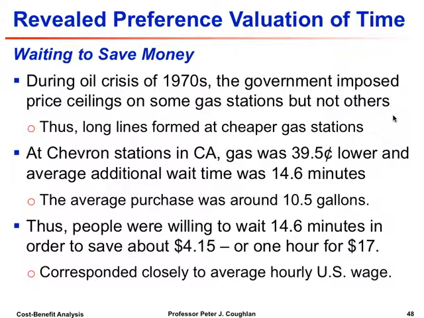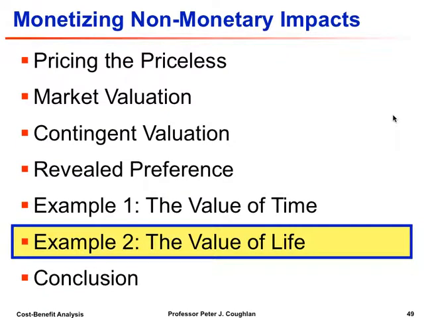And the average purchase was around 10.5 gallons. So if you do the math, people were willing to wait 14.6 minutes in order to save about $4.15. So that means that they valued an hour of their waiting time at $17, which corresponded closely to the average hourly U.S. wage at that time. So again, notice this triangulation of different approaches. The revealed preference seems consistent in this case with the market valuation. But again, these are different ways that we can assign a monetary value to the non-monetary benefit or cost of time. Now, what about the value of life?